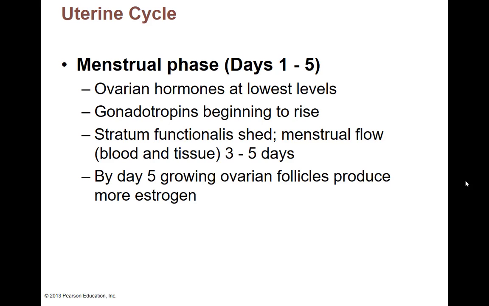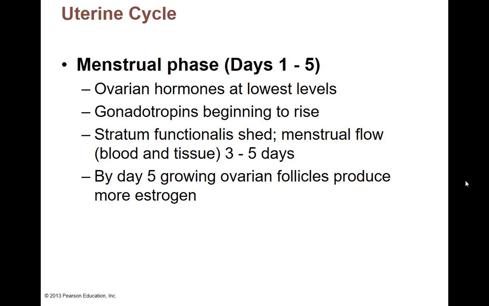Now, the first 5-ish days, the menstrual phase, is when all your ovarian hormone levels are at the lowest. So your estrogen and progesterone are all low. Everything dropped. Your gonadotropins are just starting to rise, because when you have low levels of estrogen and progesterone, we're going to start the whole process over again and start making everything go back up. So your gonadotropins, your FSH and your LH, are just starting to go up.